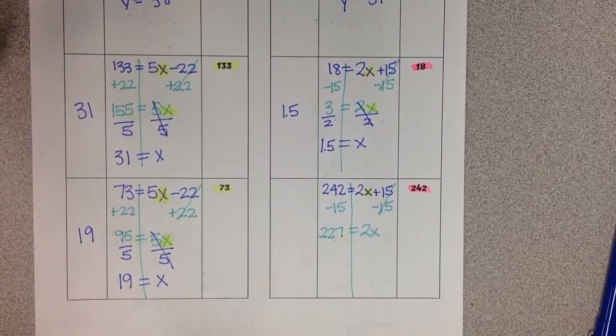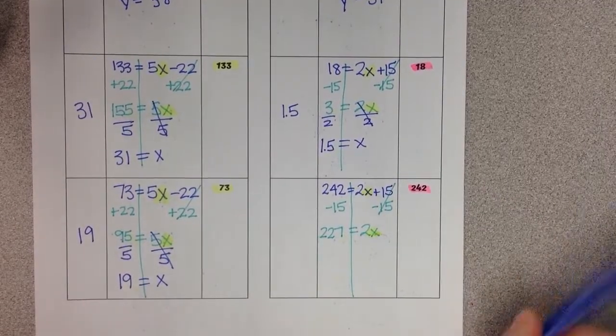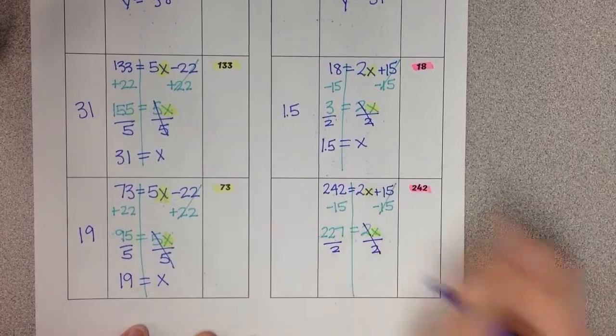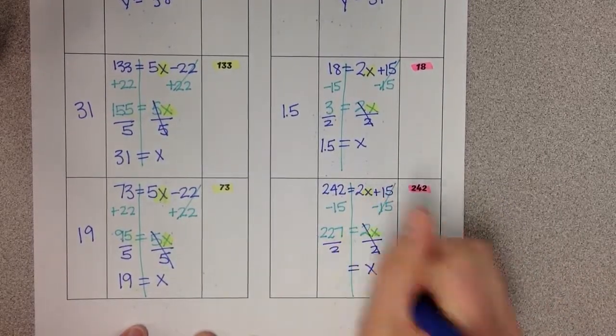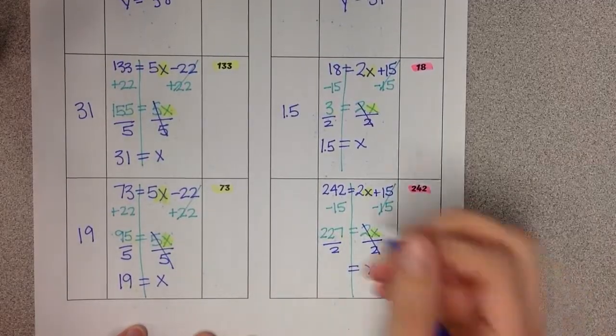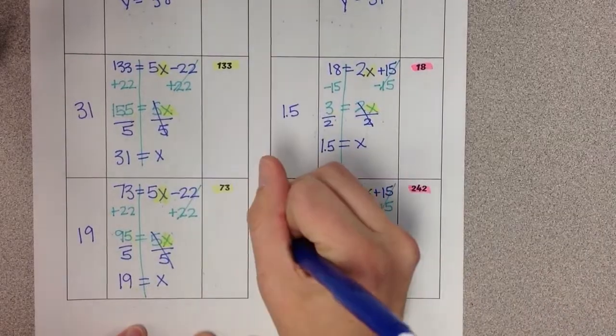Then I'm going to highlight the side with the variable. X is being multiplied by 2, so the opposite is to divide by 2. Should cancel out on the side with the variable. On the left side, 227 divided by 2 is 113.5.